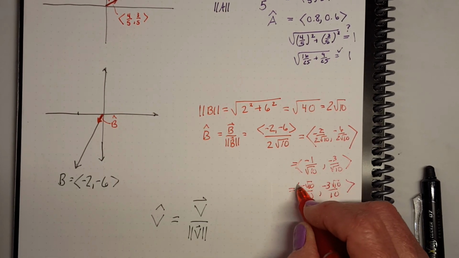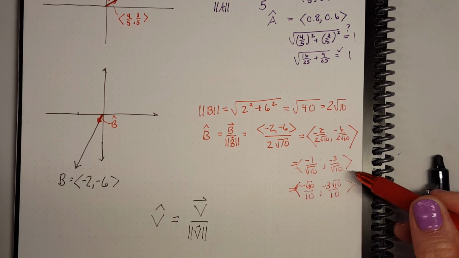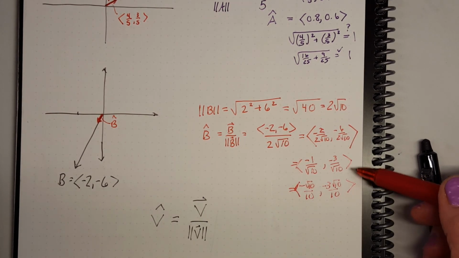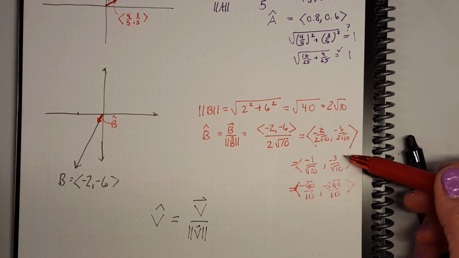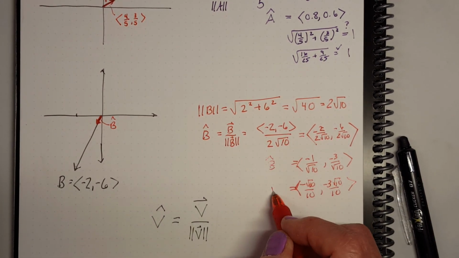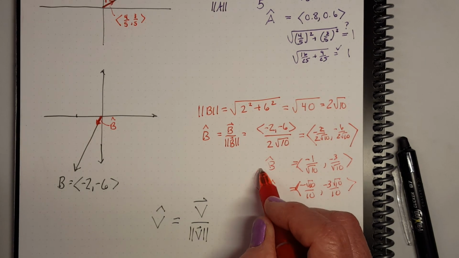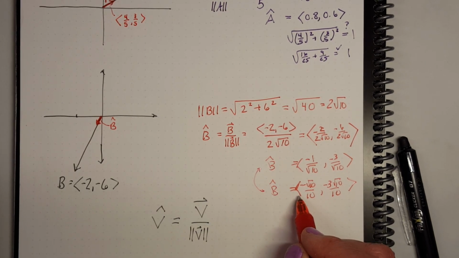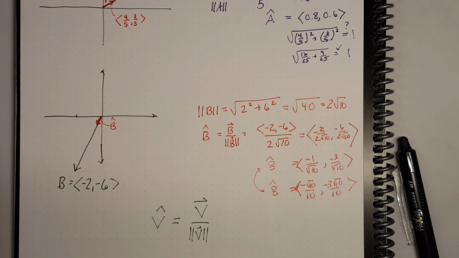But again, I haven't made you rationalize denominators a lot. With calculators, these both are equivalent in terms of usefulness. So B hat can be written either way, these are equivalent. This is the rationalized denominator. And that's how you find a unit vector in the direction of a vector.